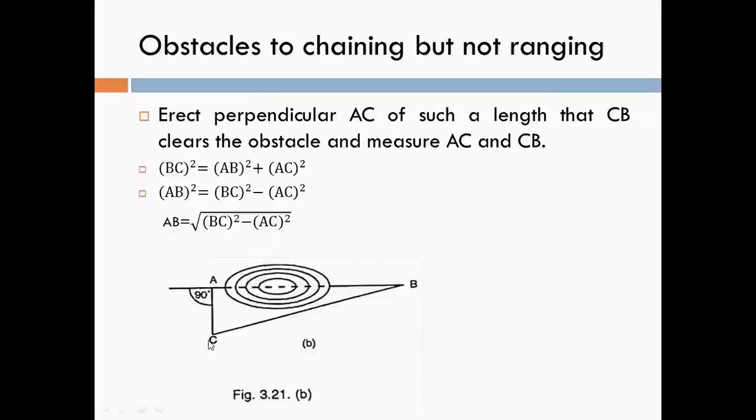BC square is equal to AB square plus AC square. So AB square is equal to BC square minus AC square, and AB is equal to under root BC square minus AC square. And measure the length of line BC and line AC on the ground. From the value of BC and AC, we get the length of line AB.